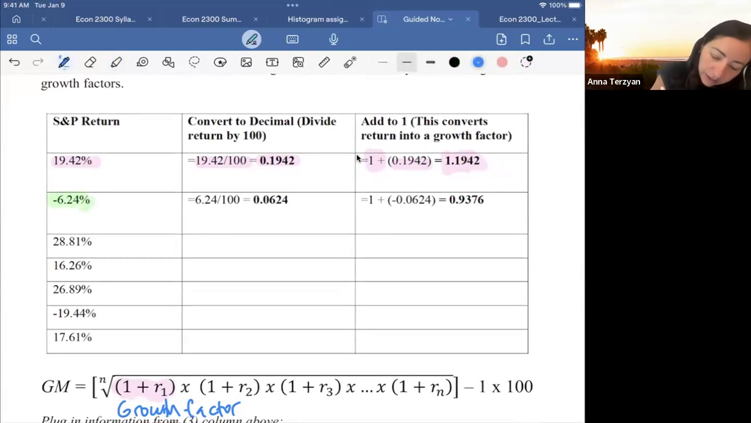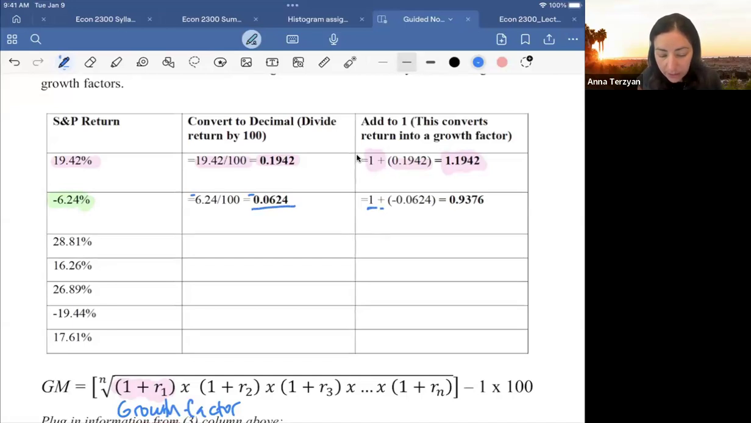Now next year, there was a loss of 6.24%. One thing that's missing here is the little negative sign. So we would take negative 6.24 divided by 100, and you'll see it becomes negative 0.0624. Now, again, 1 plus, but this is important, that negative has to be there, the negative 0.0624.